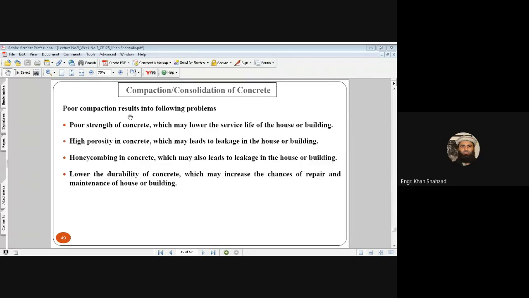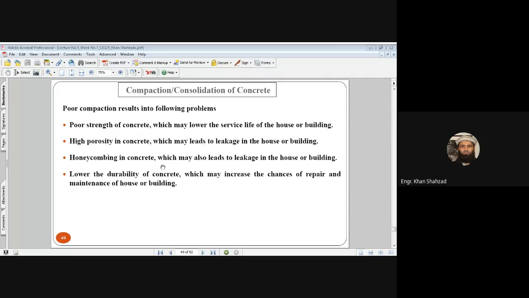Poor compaction results in the following problems. What problems can occur if you are not properly compacting the concrete? You can have poor strength of the concrete, which may lower the service life or the design period of the house or the building. High porosity in concrete increases the permeability of the concrete, which may lead to leakage in the house or the building, and can cause dampness and also corrosion of the steel bar.